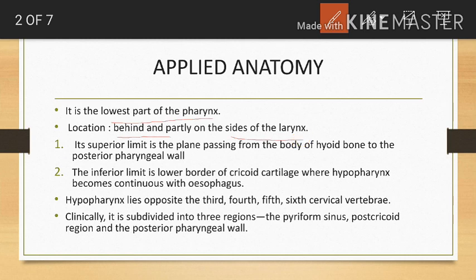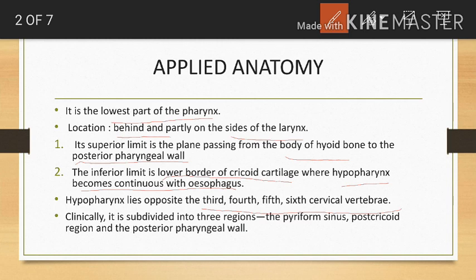Its superior limit, that is the upper boundary, is a plane passing from the body of the hyoid bone to the posterior pharyngeal wall. And its lower limit, that is the lower boundary, is the lower border of the cricoid cartilage, where the hypopharynx becomes continuous with the esophagus. As I've already mentioned, in the pharynx in general, its limit is from the base of the skull to the lower border of the cricoid cartilage. Since the hypopharynx is the last of it, its inferior limit will be the lower border of the cricoid cartilage. This hypopharynx lies exactly opposite to the third, fourth, fifth, and sixth cervical vertebrae.